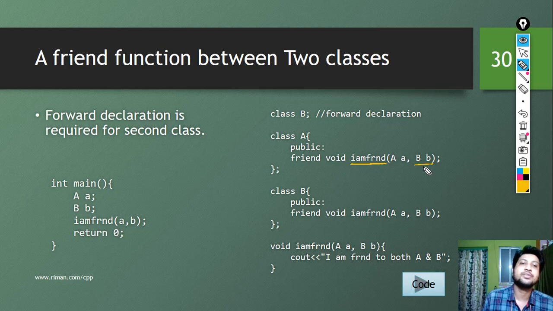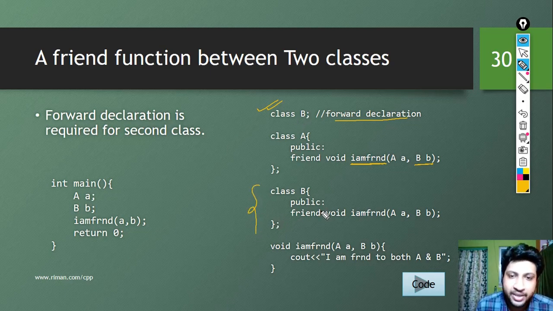So if class B is not defined, this particular statement is not valid. For that reason, we can declare our class early. This type of declaration is called forward declaration. We can declare the second class as a forward declaration. That means we are telling the compiler that yes, there will be a class called class B, and then we define that class B here. So this is the actual definition of class B, and this is the forward declaration of class B. This ensures that there will be a class B, so that statement will be valid.